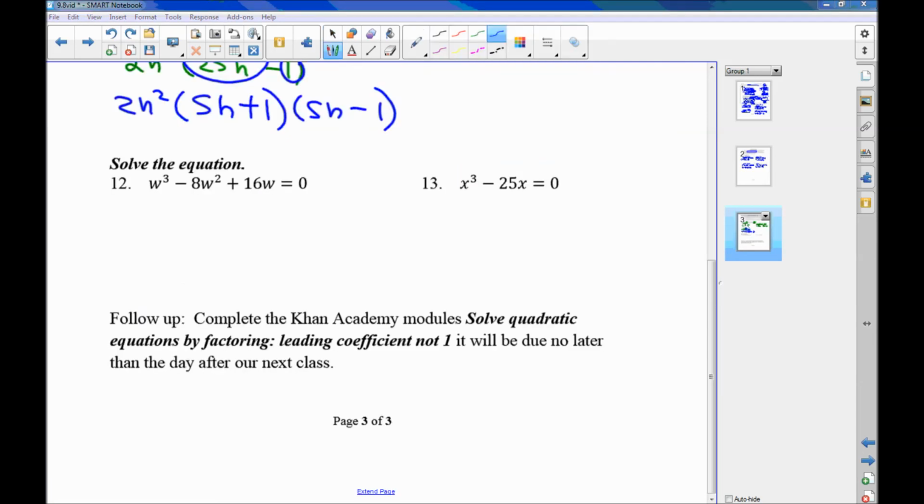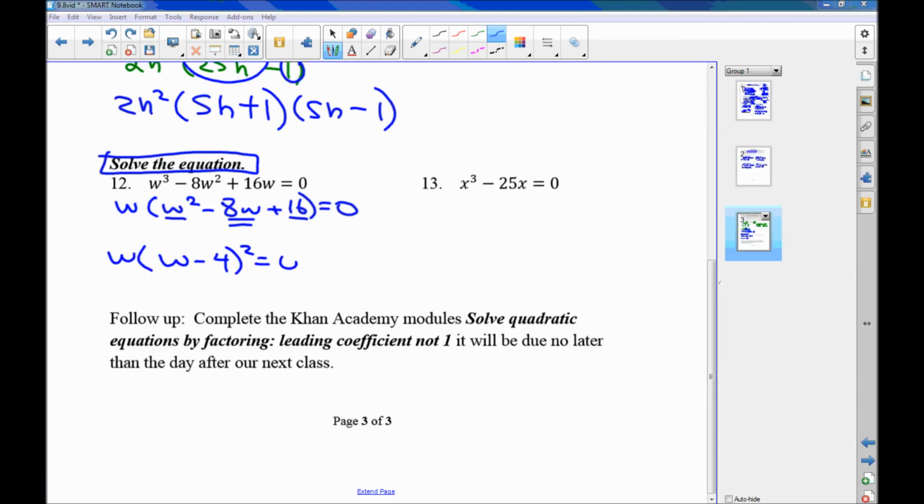In our last part, we have the directions solve the equation. So these are a little harder because they have all of our steps of factoring involved. So in the first one, we go step 1. There is a common factor. We can take out the w. That leaves behind w squared minus 8w plus 16 equals 0. Step 2 also works on this because this is one of our special ones. Square root of w squared is w, and the square root of 16 is 4. So 4w times 2 does make the middle of 8w. So this is w times w minus 4 squared equals 0.